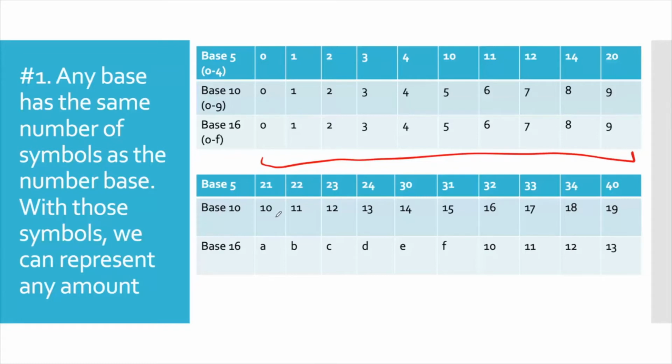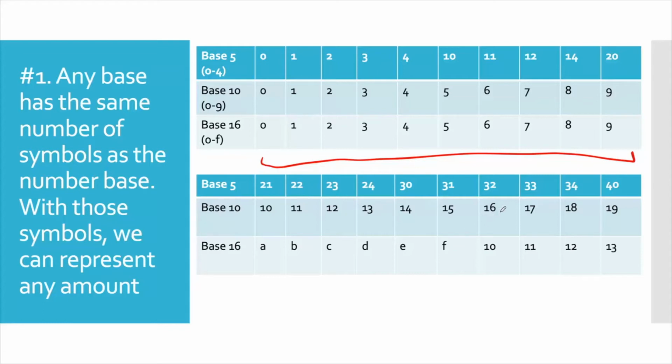To represent a value of 10 in base 16, we have a symbol that looks like the letter A. To represent a value of 11 in base 16, we have a symbol that looks like the letter B. We can go all the way up to the value of 15 in base 16, representing it with a symbol that looks like the letter F.